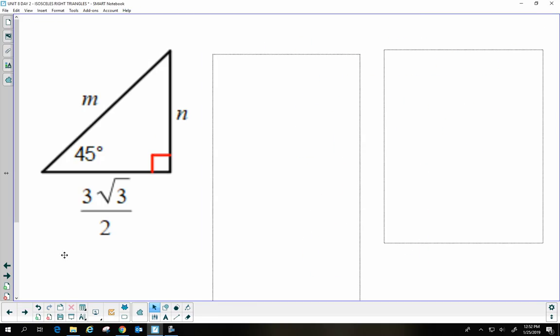So I want to do one last one with you. The process is still the same. I have an isosceles right triangle. I know that because I have one 45-degree angle, which means the other one is also 45. I divide both of the legs by 1 and the hypotenuse by the square root of 2.